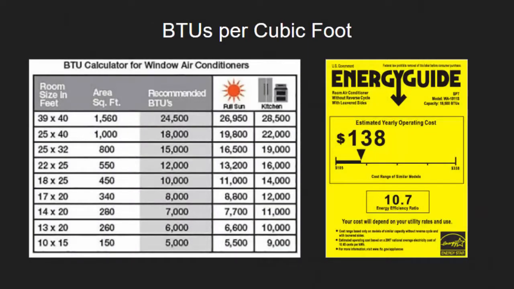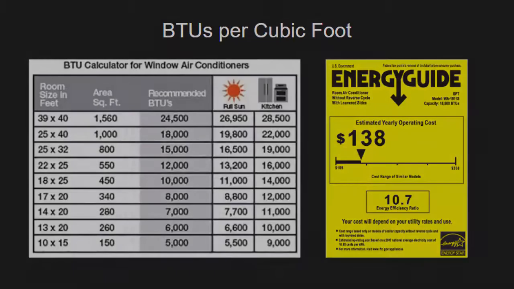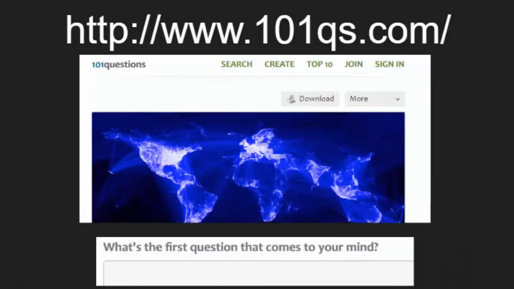Energy guide labels, which provide energy consumption and cost information for consumer products, could also be used, as they provide a measure of energy, a BTU per cubic foot. In this video, students will begin their journey with this standard with a question from the 101 Questions website.